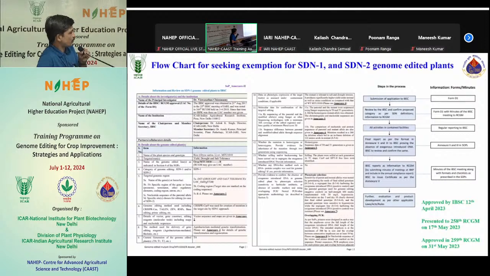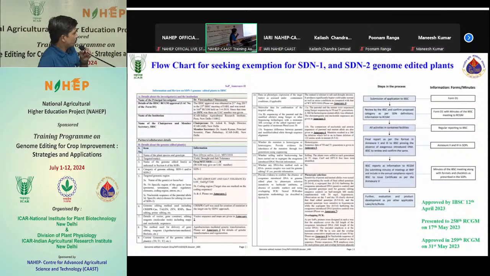What is the dossier which we have prepared? In the twelfth IBSC meeting it was accepted, and we presented it in the 258th RCGM meeting, and finally it was approved in the 259th RCGM meeting on 31st May 2023. So this is the example dossier. You have to mention the name of the investigator, the one who developed the line, and the accession number which you submitted earlier. Again, you have to mention the name of the institution, the chairperson, the members and the secretary.